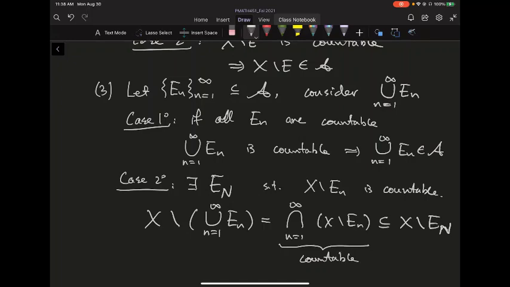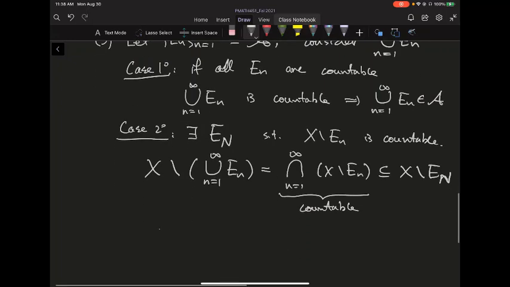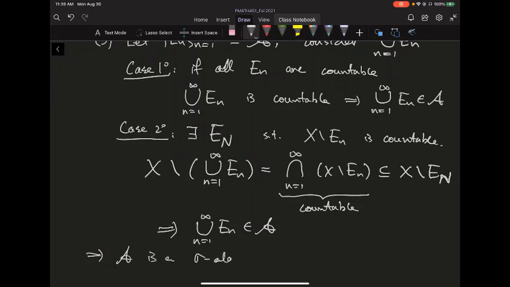In other words, the complement of this union is countable. That implies the union is co-countable, so it's also in A. In either case, we've shown that the infinite union of these E_n is again an element of A. So this proves that A is closed under countable union, and we can conclude A is a sigma algebra.